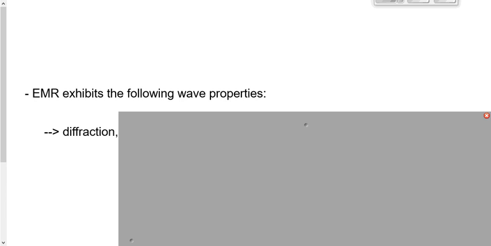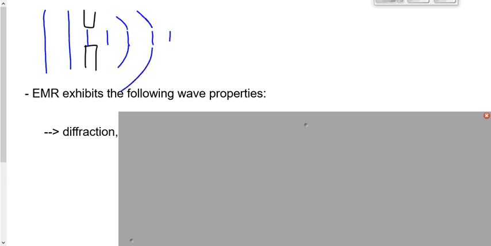EMR undergoes diffraction. Diffraction is a property of waves, but yet EMR exhibits diffraction, so therefore EMR must be a wave. Do you guys remember what diffraction is? You learned about it briefly in Physics 20. Yeah, kind of. It spreads out. As it goes through the gap, it spreads out. So here's a wave, it goes through the gap right there, and as it goes through the gap, it spreads out like this. That's a property of waves.